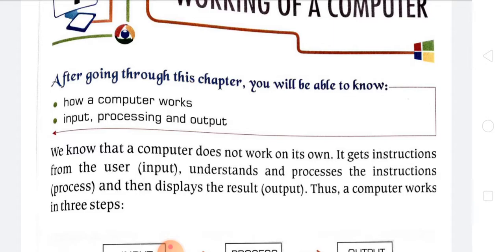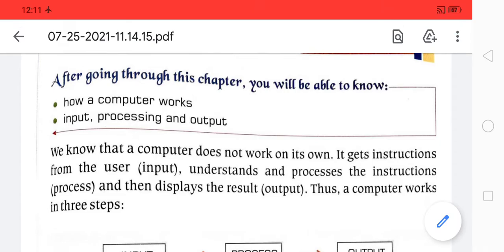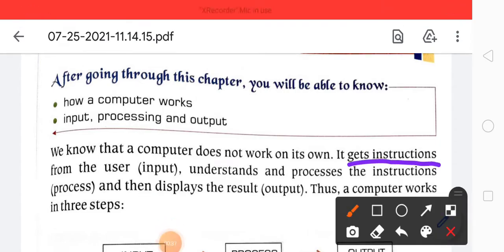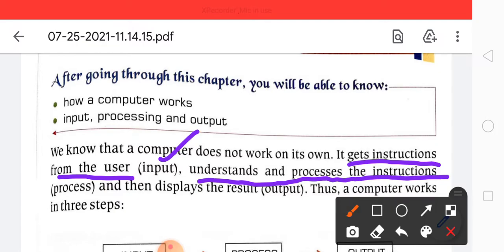It gets instruction from the user. The process of getting instruction from the user is also known as input. Then it understands and processes the instruction. This process is called process, and then it displays the result. This is known as output.